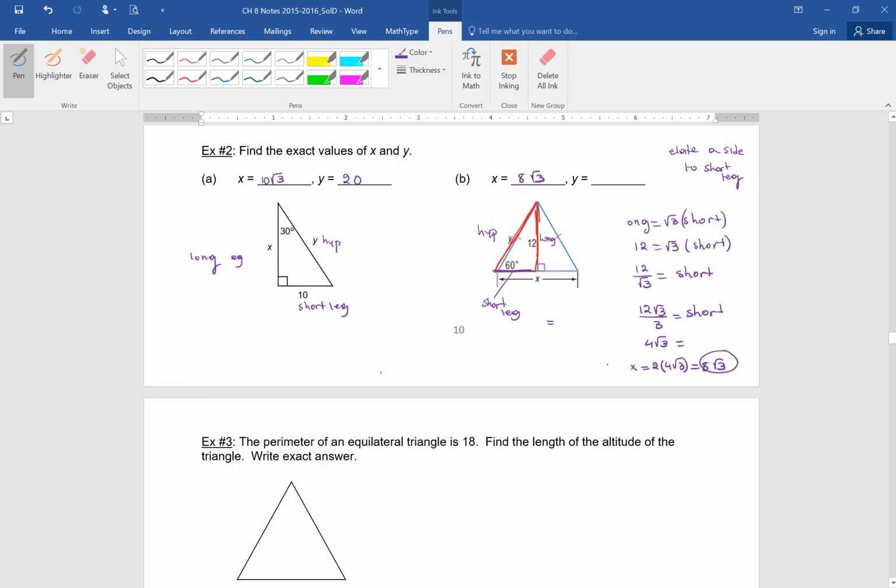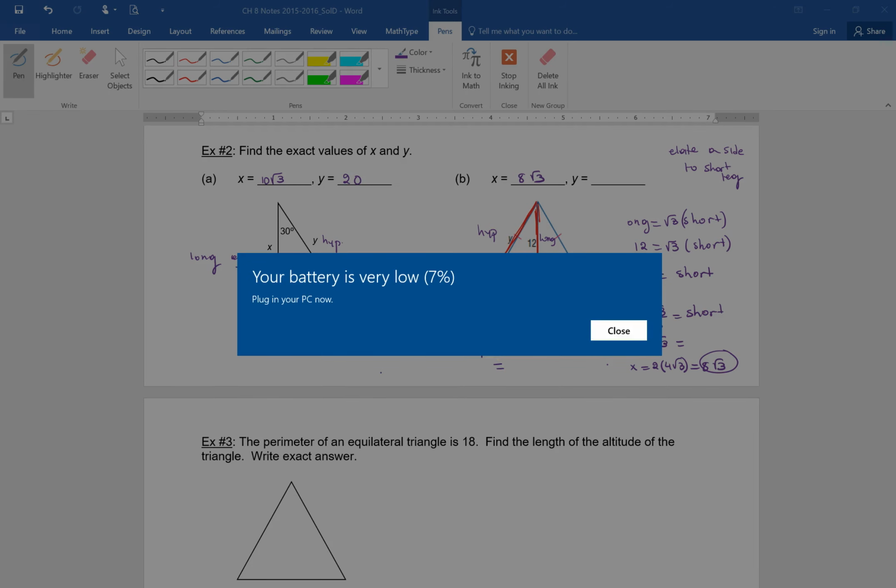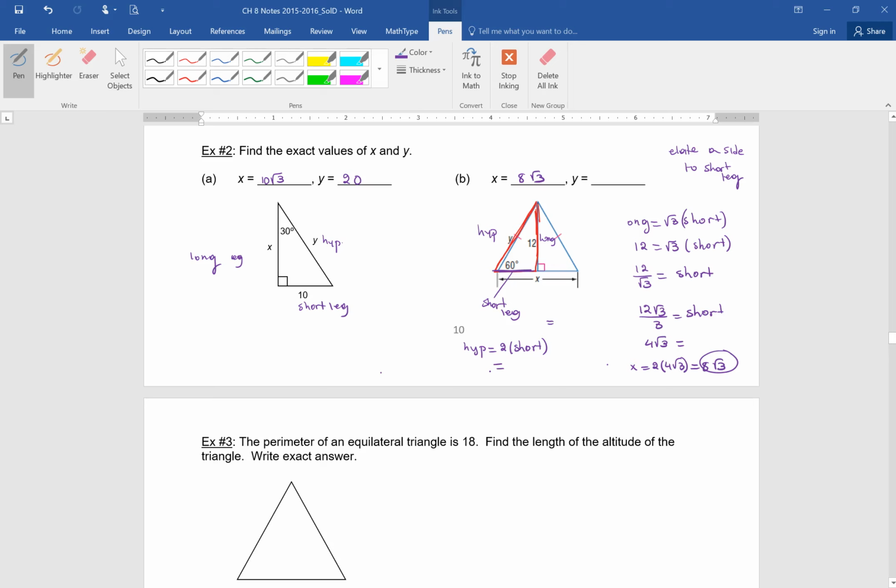And now how much is y? The hypotenuse is, how does that relate to the short leg? 2 times the short leg. And how much is the short leg? 8 radical 3. Wait, how could they be the same? No, just x and y. Oh, sorry. Oh, because x is... Okay.